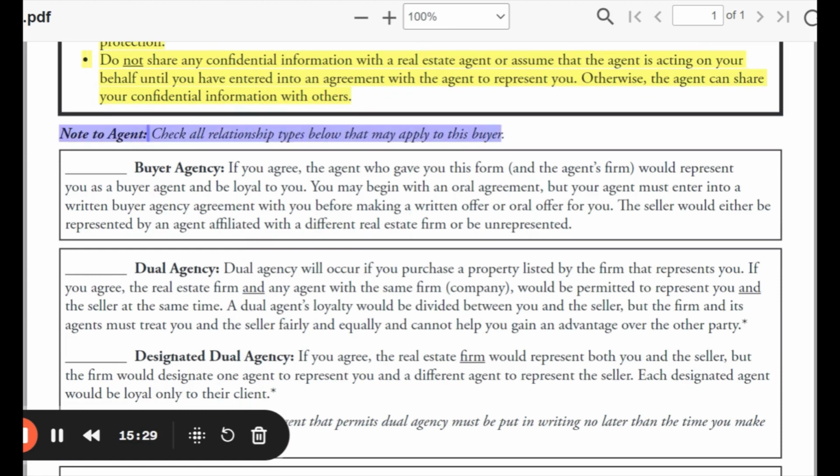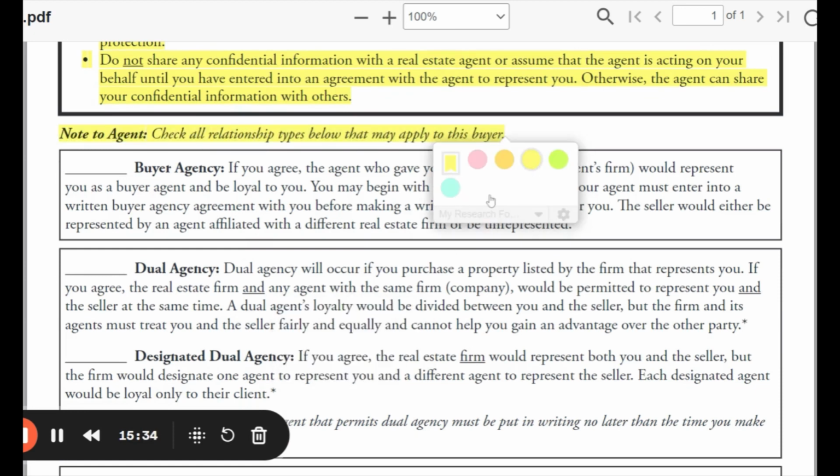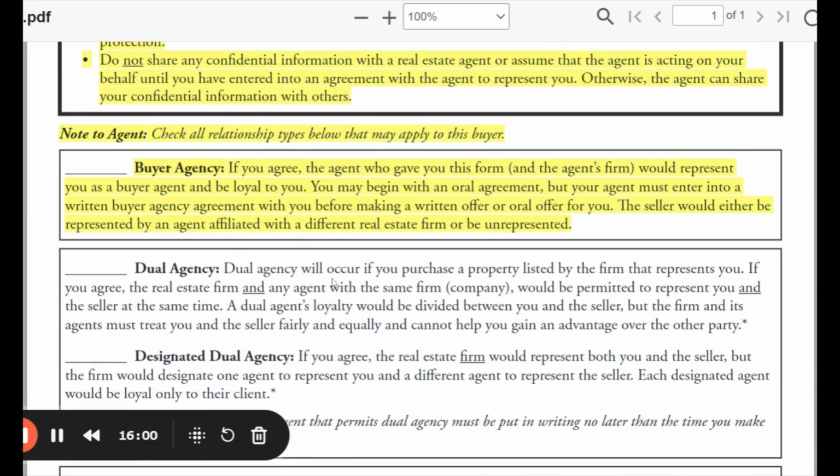Okay, and let's get to this note. Note to agent: check all relationship types below that may apply to this buyer. And so the buyer agency: if you agree, the agent who gave you this form and the agent's firm would represent you as a buyer agent and be loyal to you. You may begin with an oral agreement, but your agent must enter into a written buyer agency agreement with you before making a written offer or oral offer for you. The seller would either be represented by an agent affiliated with a different real estate firm or be unrepresented.